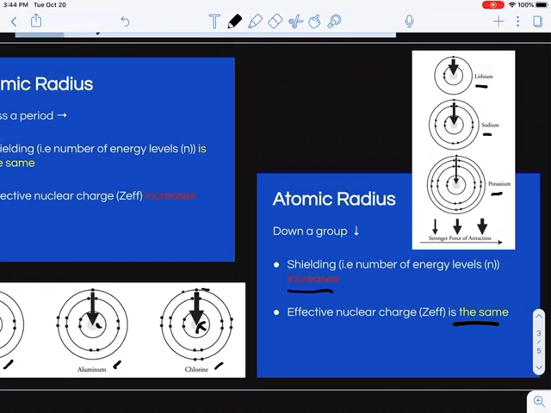So sodium's outer electron is able to move further away from the nucleus, and therefore sodium will have a larger atomic radius than lithium, and potassium will have a larger atomic radius than sodium, because as you move down a group, there is more shielding.